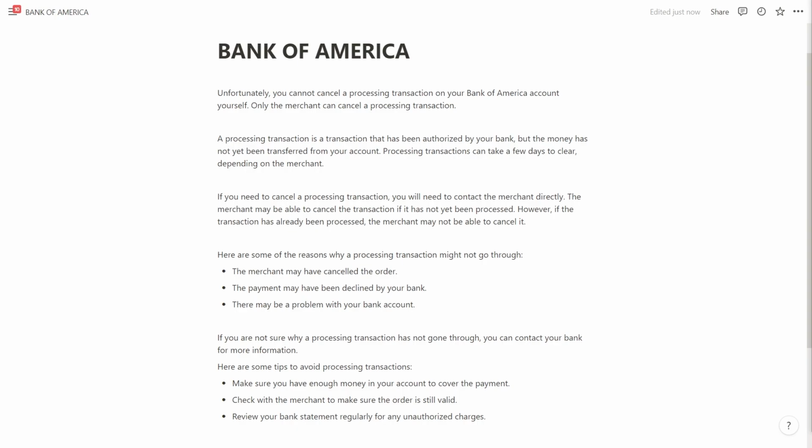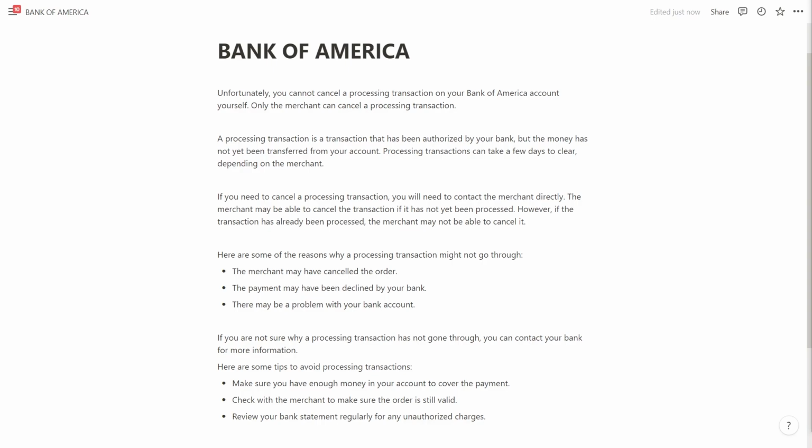Here are some reasons on why a processing transaction might not go through. The merchant may have cancelled the order. The payment may have been declined by your bank, or there may be a problem with your bank account. If you're not sure why a processing transaction has not gone through, you can contact your bank for more information.